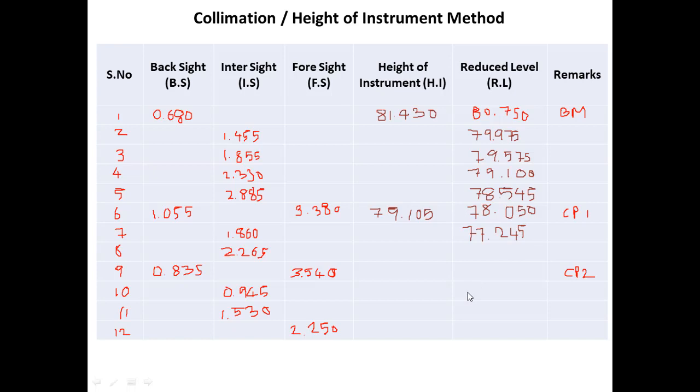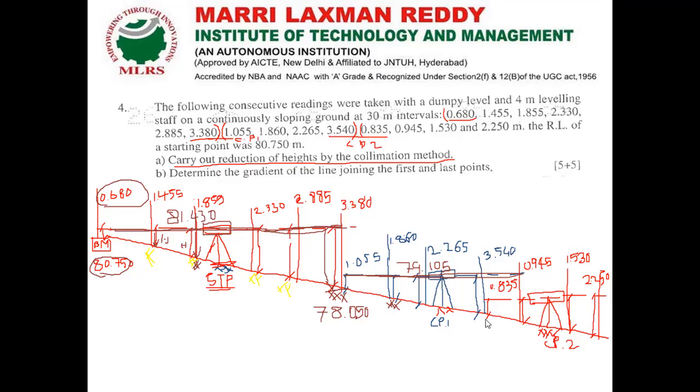Similarly, 79.105 minus 2.265 is 76.840. 79.105 minus 3.540 gives 75.565. So 75.565 is our RL of this point.